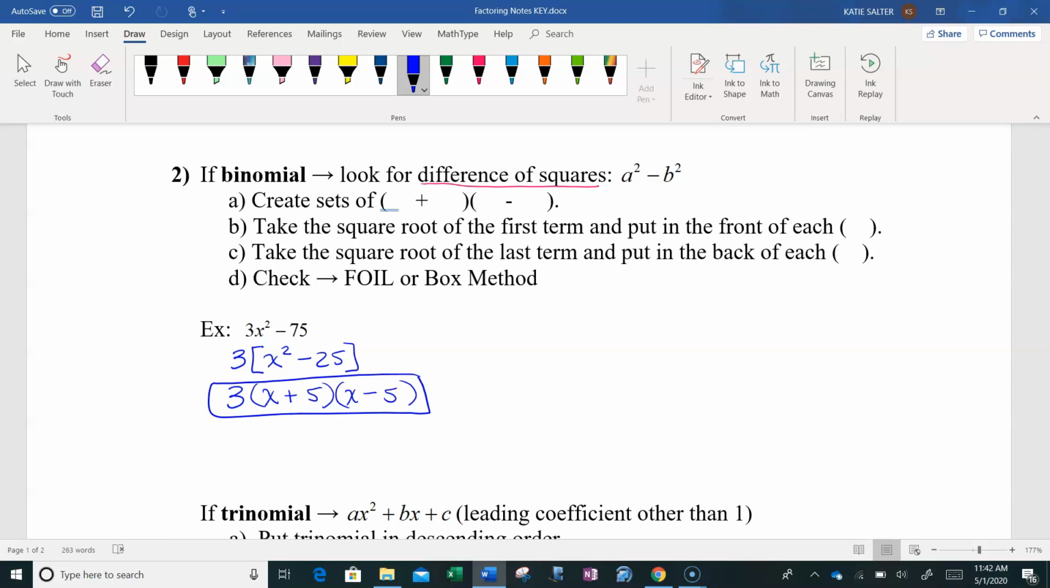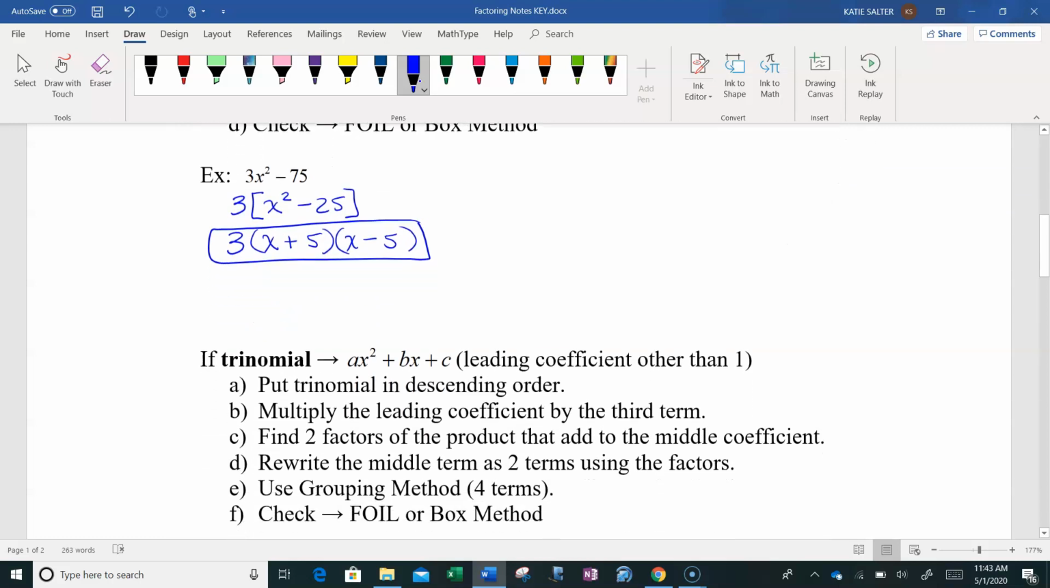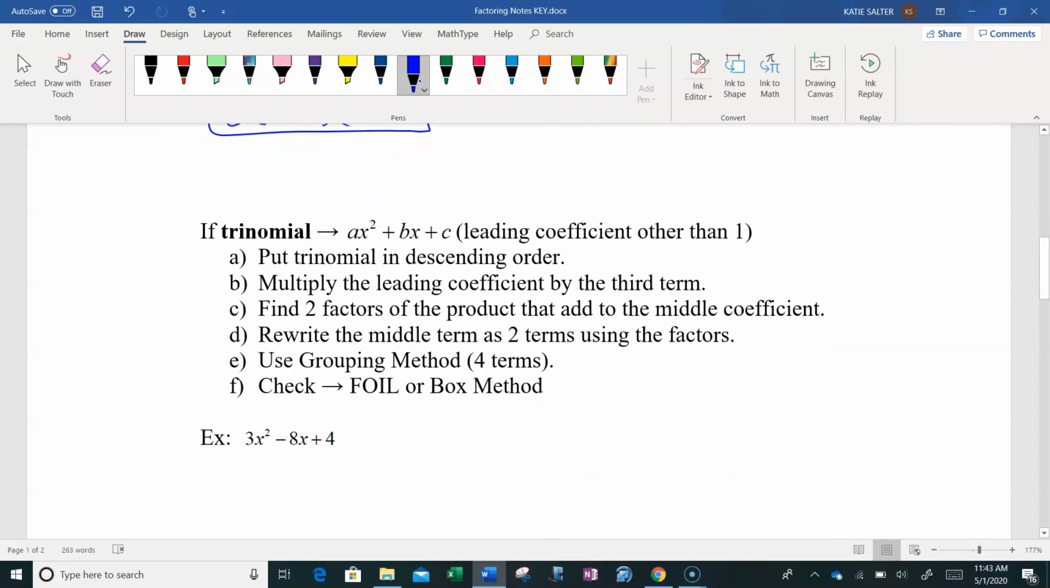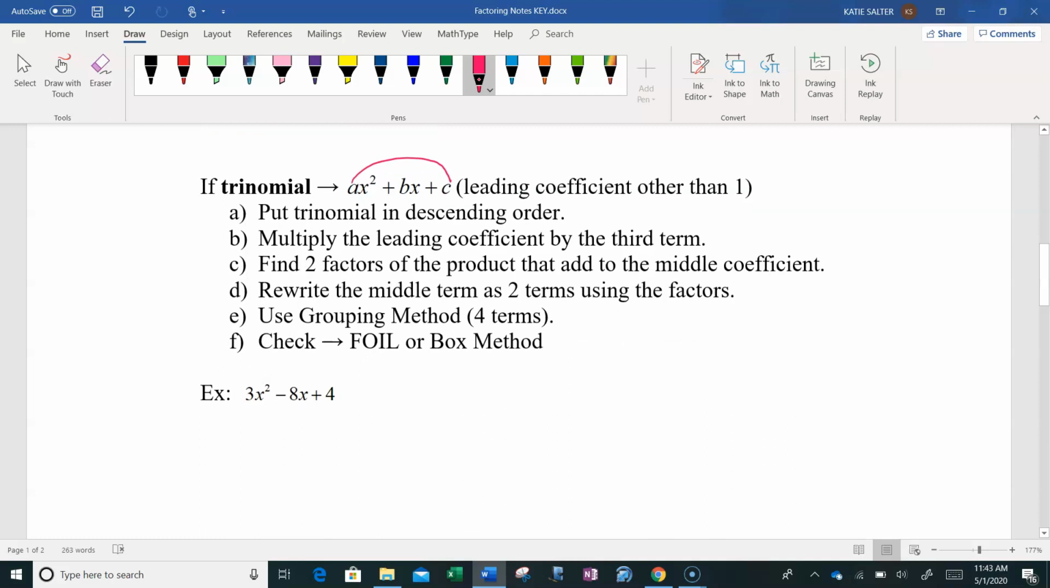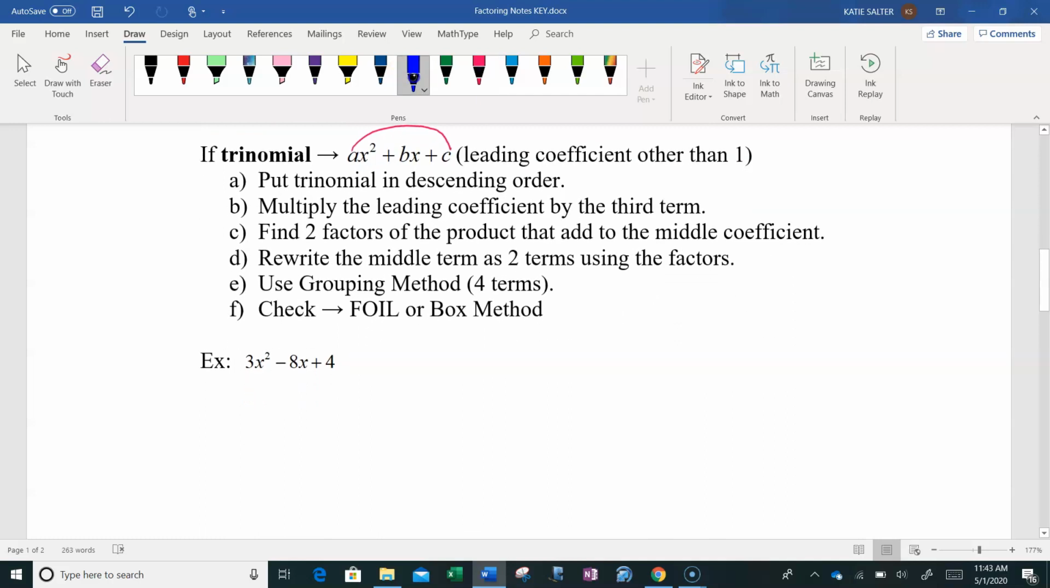All right, what if it's a trinomial and the leading coefficient is not 1? So guys, if we have a trinomial and the leading coefficient is not 1, we have to do the AC product, and you're either going to have to use grouping, or some of you may have liked the box method better. Okay, so again, first step, always look for a greatest common factor. Do these 3 terms have something in common other than 1? No. The next step, what is 3 times positive 4?